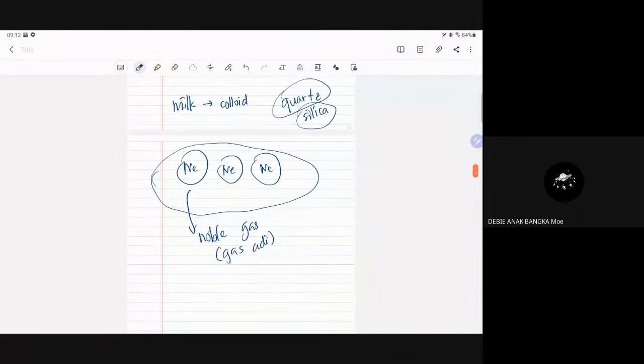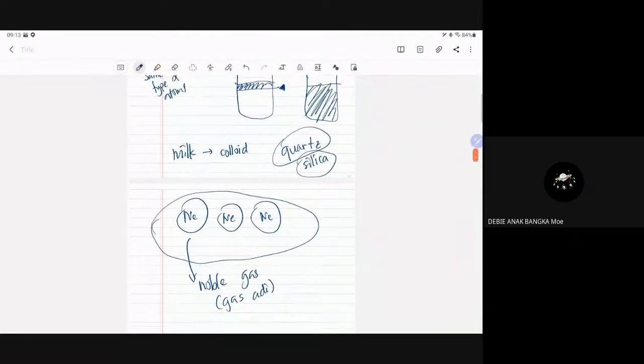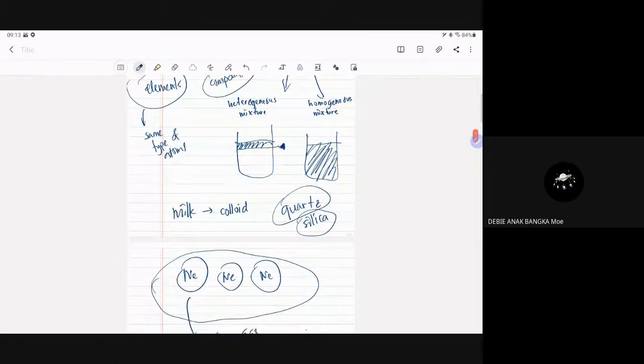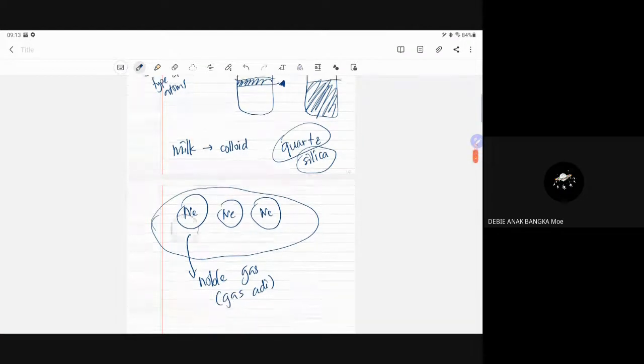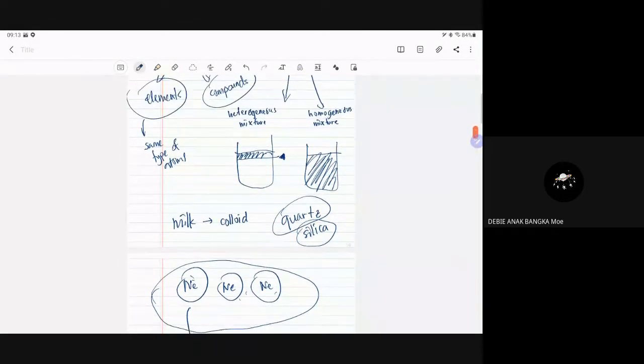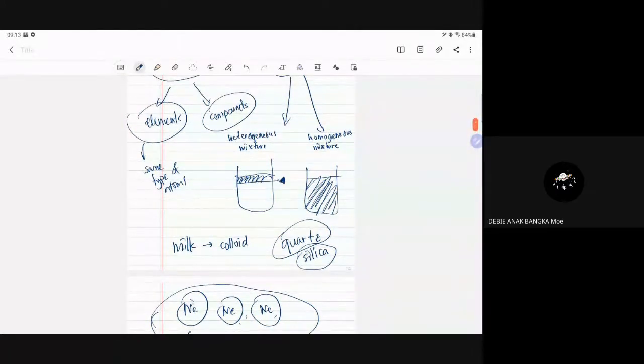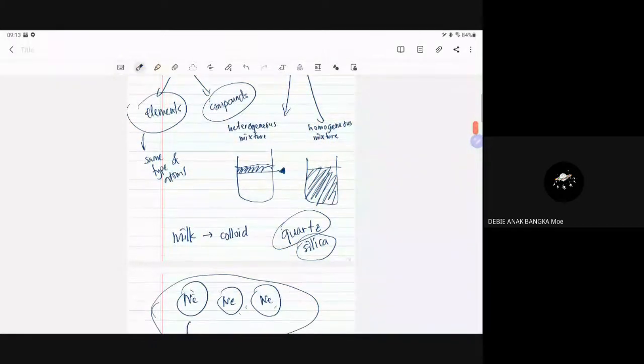Okay, so neon gas is made up of neon atoms. Tak ada benda lain. Therefore, it is not a mixture. Mixture tu dia mesti ada lebih daripada satu jenis compound ataupun elemen. So in this situation, neon gas is made up of neon atoms, so these are elements. This is a type of element. There is no other element. If we go back to the definition of mixture, it is made up of two or more different components, which can be elements or compounds or a mixture of both.